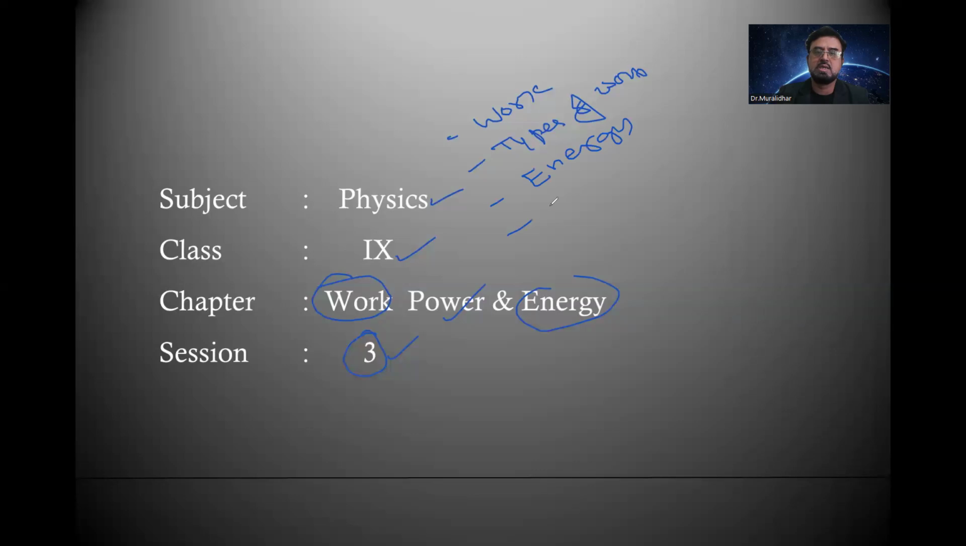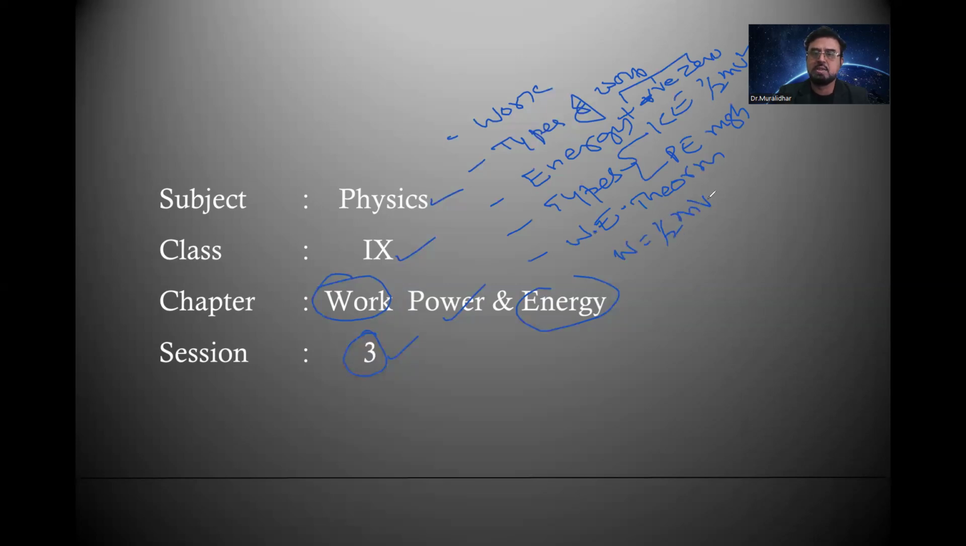What is energy? The types of energies you come across are kinetic energy and potential energy, which are given by half mv square and mgh. Types of work also: positive work, negative work and zero work, three types of work. We also discussed the work-energy theorem in the last class, that is, work done is equal to the change in kinetic energy, half mv2 square minus half mv1 square. This is the statement of the work-energy theorem.